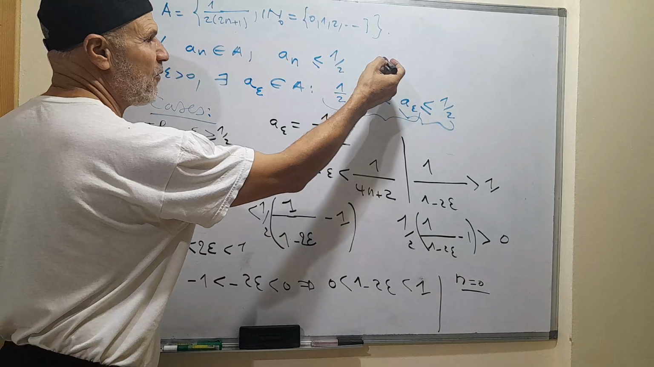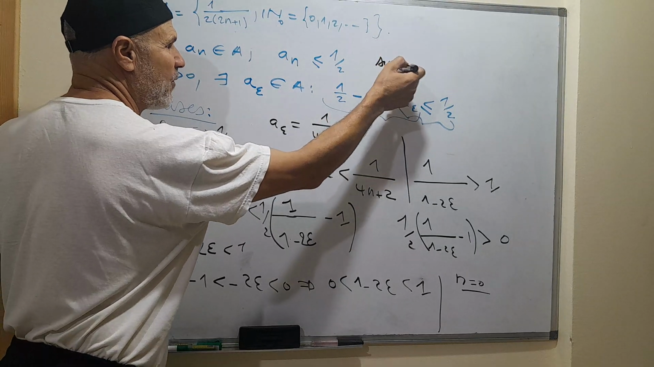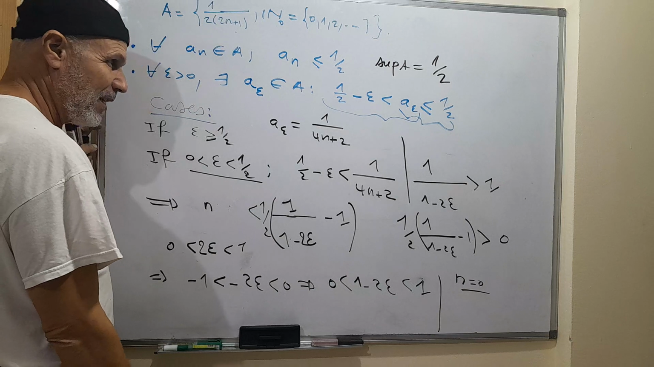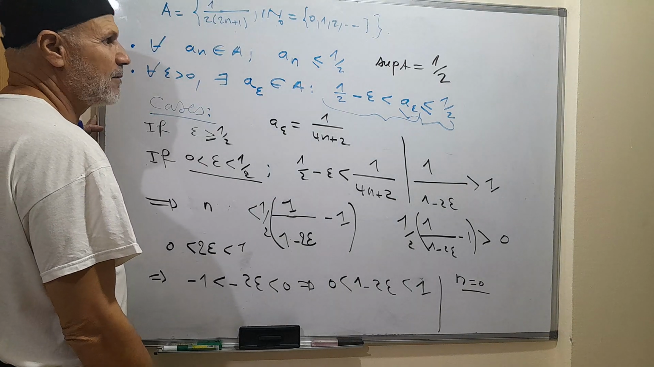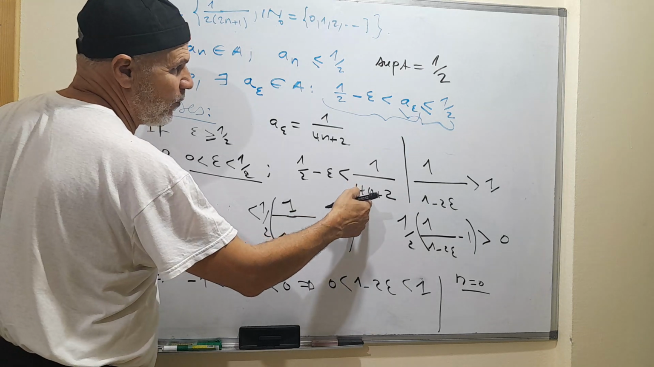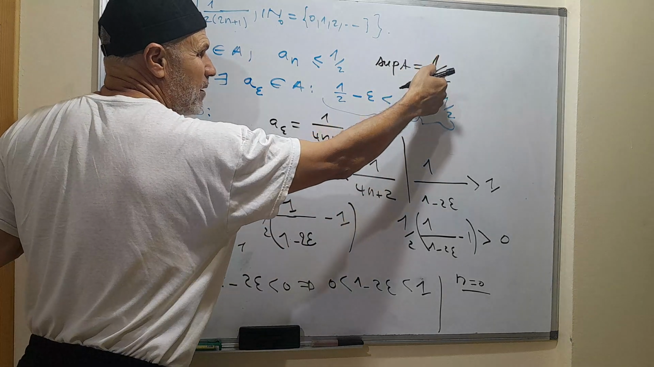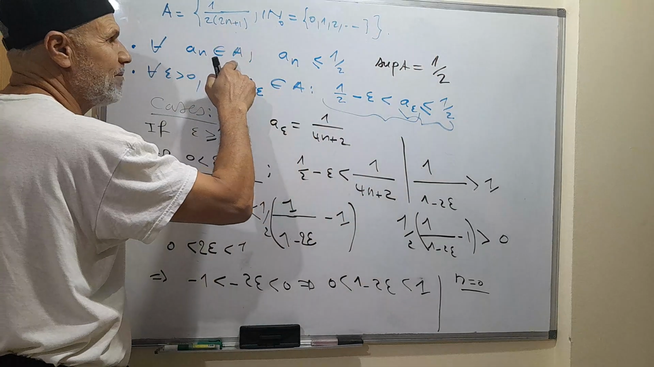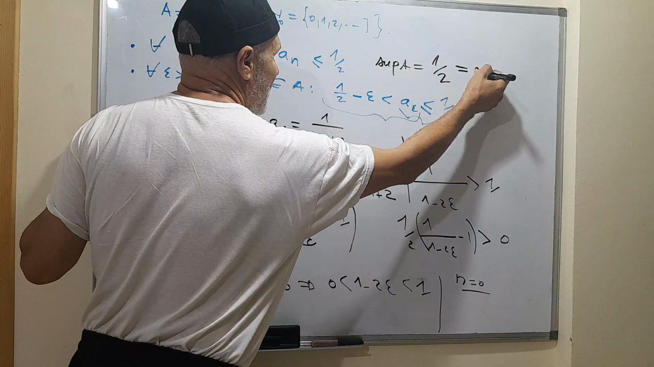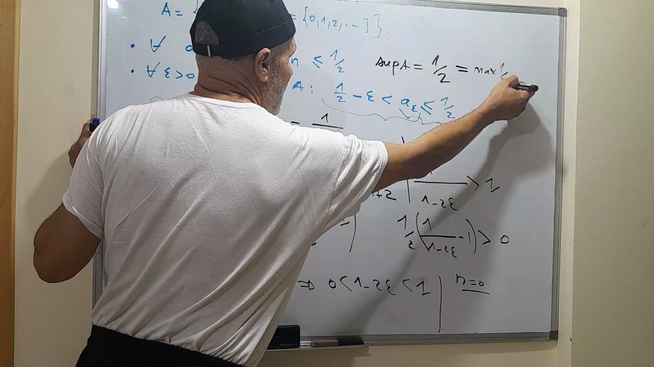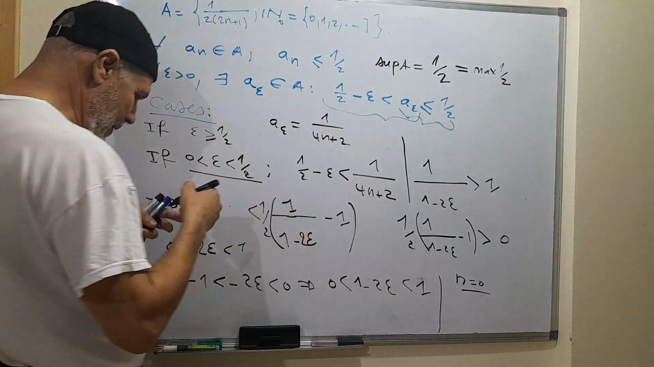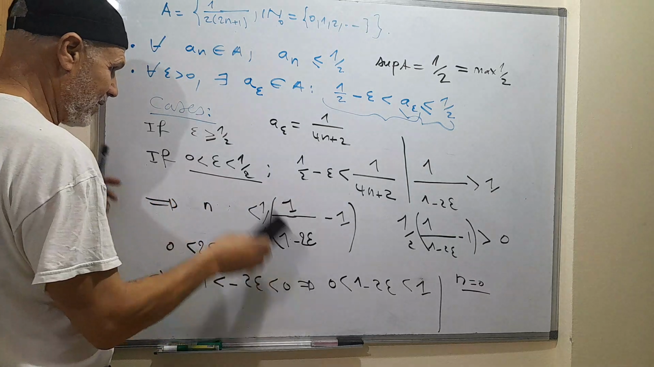The supremum of A is actually equal to 1 half. And since for n equal to 0 we find that 1 half belongs to A, this means that it is the maximum of A. From this, the upper bound, sorry, I need this place.